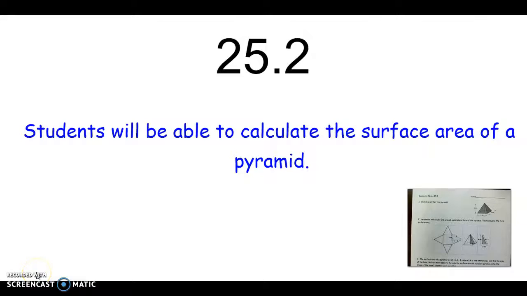Right, this is the second block of topic 25. In this lesson, we're going to be looking at calculating surface area of a pyramid.